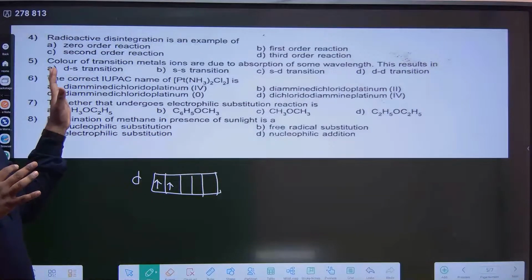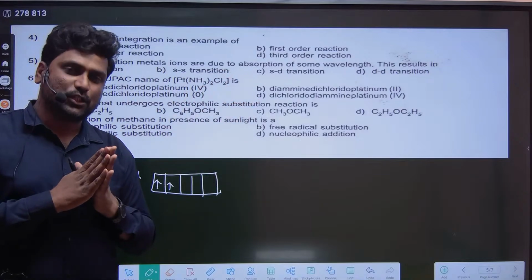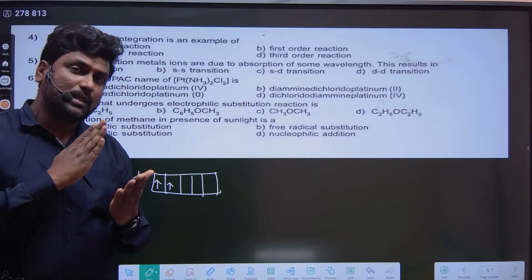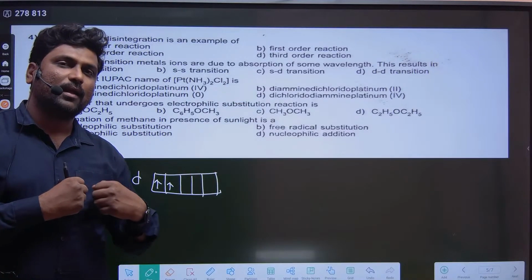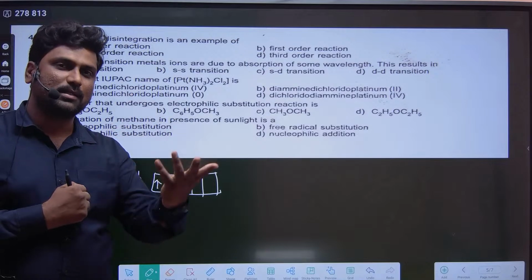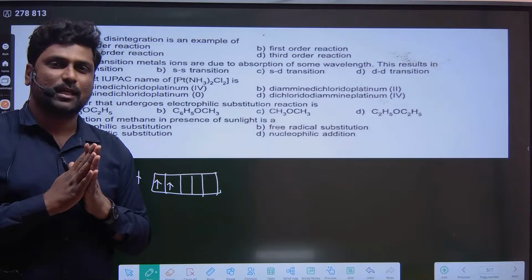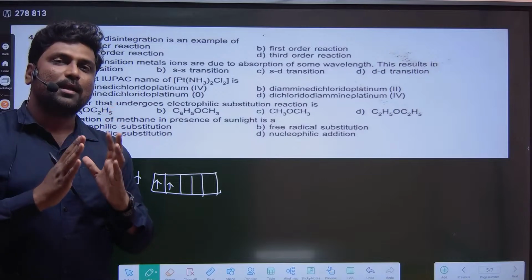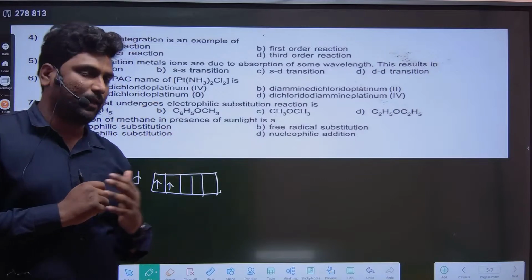So remember, the color of transition metal ions is due to the d-d transition. D-d transition means the d orbitals containing unpaired electrons absorb a particular wavelength, get excited to the higher energy level, and fall back to the ground state and emit radiation in the visible region. That emitted radiation is responsible for the color of that d block element.